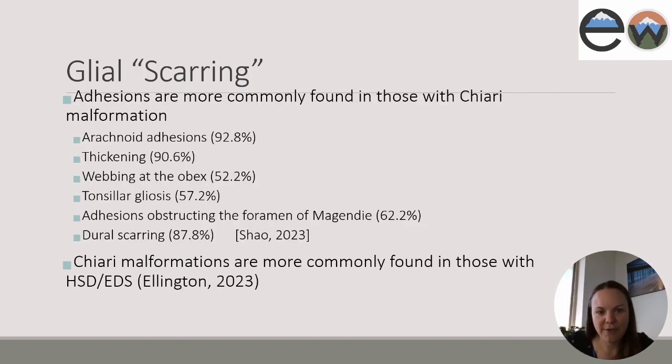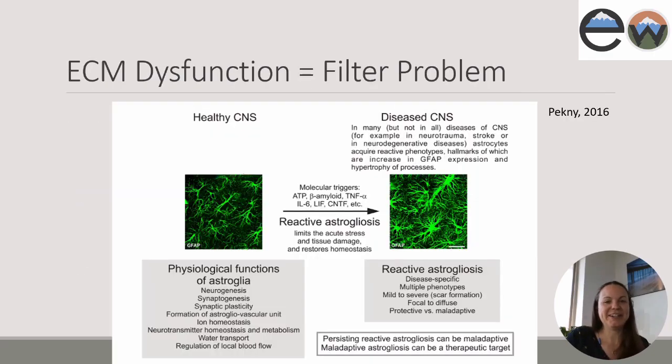Here's a Chiari malformation reference in case anybody was wondering what I mean by adhesions being Chiari malformation. They are. Here's all of the adhesive type changes that happen. Some of them, yes, like webbing at the obex, tonsillar gliosis, are a little bit less common. But if you look at arachnoid adhesions and thickening of the tissue, this is exactly what we're talking about. You've got to work on inflammation, guys. Sorry.